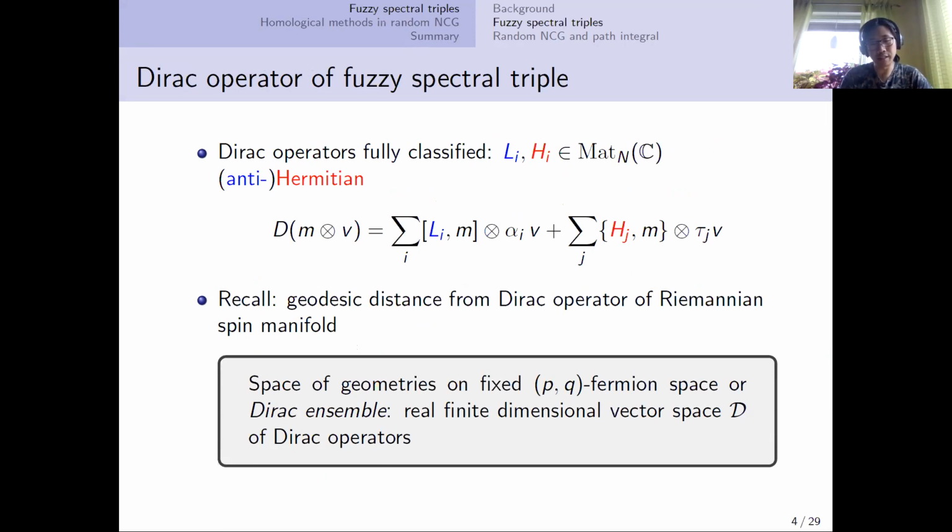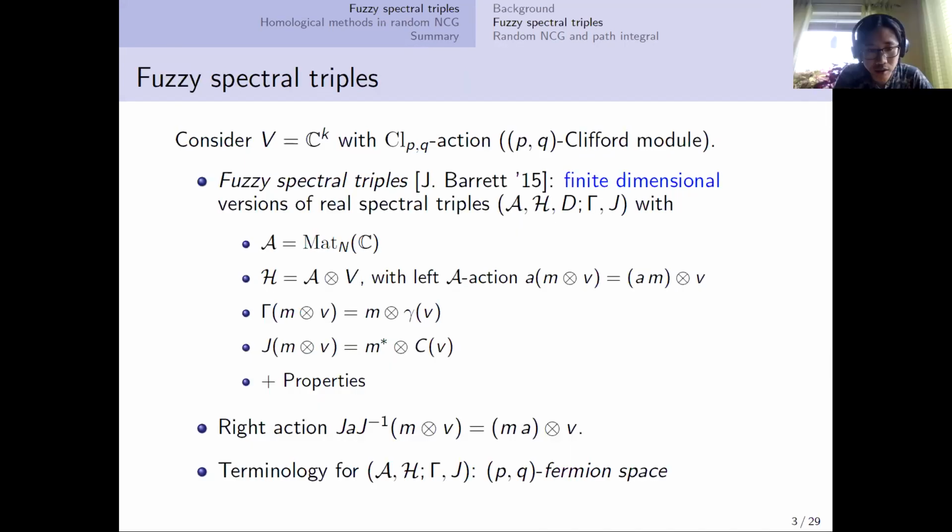The thing is that for fuzzy spectral triples, Hans, shouldn't right multiplication have a star in there? Okay, that should be J A J star is right multiplication. Yes, that's a typo. Thanks.